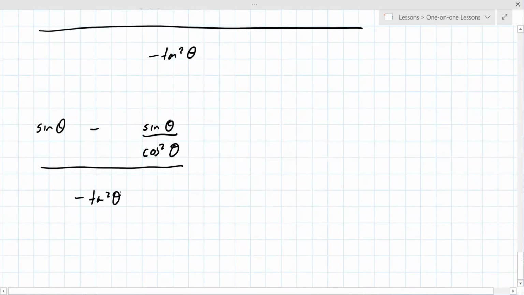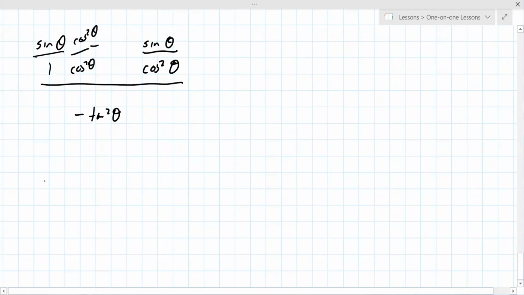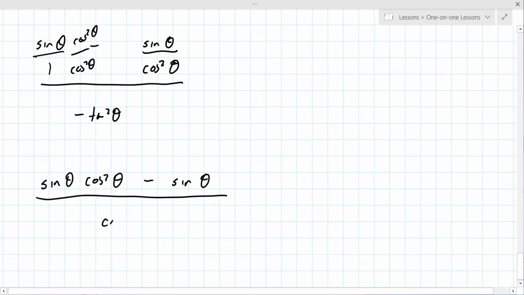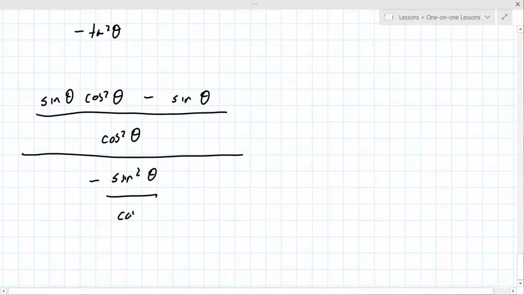So you have a choice here. We can either multiply everything by the reciprocal of tangent squared, or we can make a common denominator up here. So we'll just make a common denominator at the top. We multiply top and bottom by cosine squared theta. So this produces sine theta cosine squared theta minus sine theta all over cosine squared theta, all over minus tangent squared theta. Now, tangent squared theta is really sine squared theta over cosine squared theta.